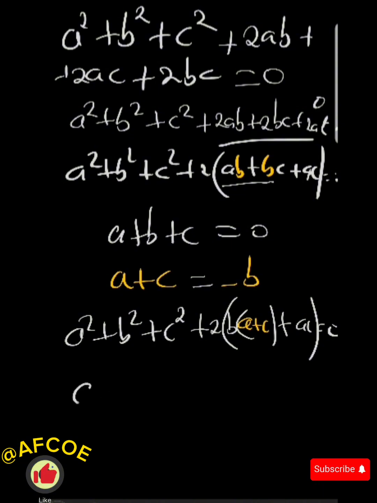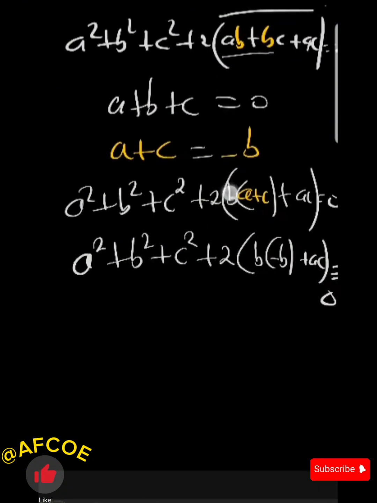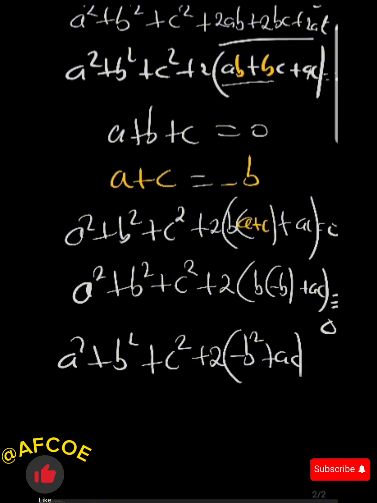So we can now see that a squared plus b squared plus c squared plus 2 into b into negative b plus AC equals 0. Correct. And now we have a squared plus b squared plus c squared plus 2 into negative b times negative b, which will be negative b squared, plus AC, all that equals 0.